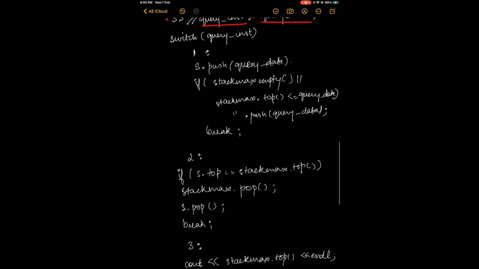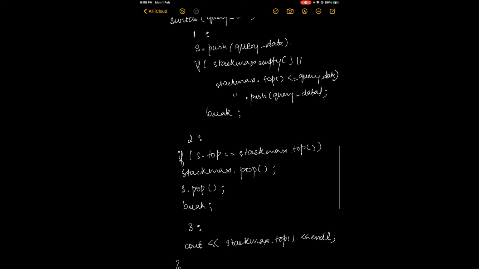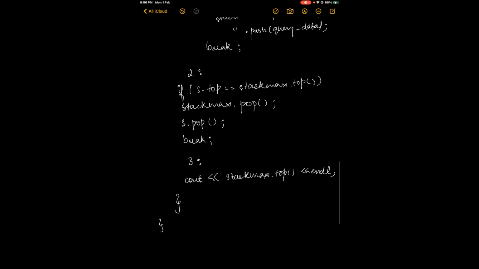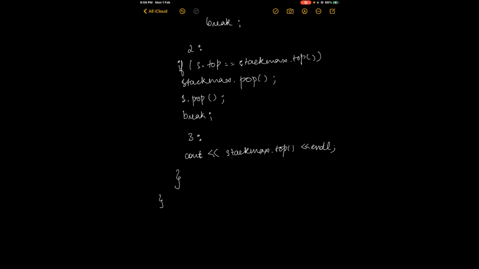And once that is done, we'll break from here. Now if this is not the case, if it is just 2, then it's very clear that we'll have to pop from stack S. But if the topmost value in both the stacks is equal, then we will pop it from both the stacks and not just stack S. So we'll break from here.